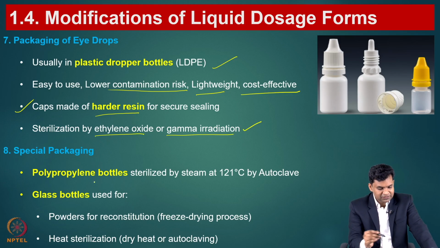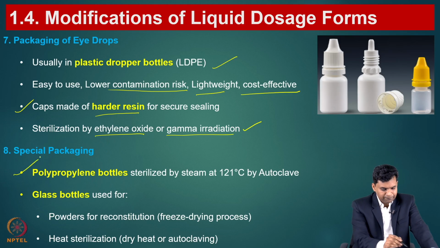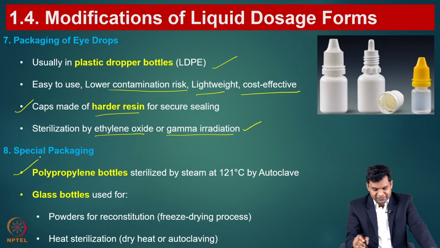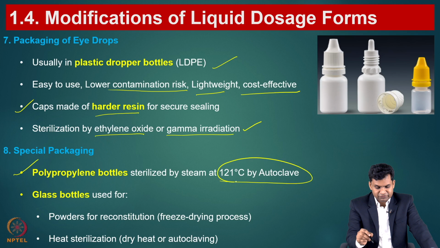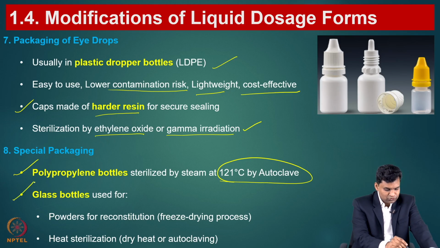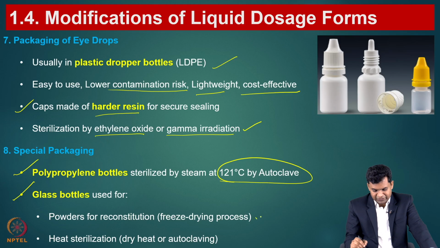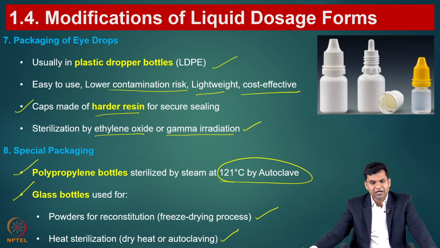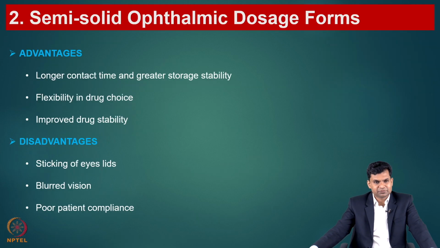So, here there are the special packaging systems. We can use some propylene bottles which can be sterilized, which is not possible with the LDPE plastic containers. Propylene containers can be sterilized by using the autoclave. We can also use glass bottles whenever you want to make freeze drying products, and those can be sterilized by using the autoclave or other dry heating systems.